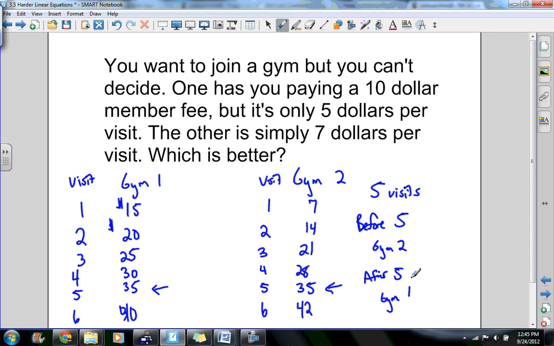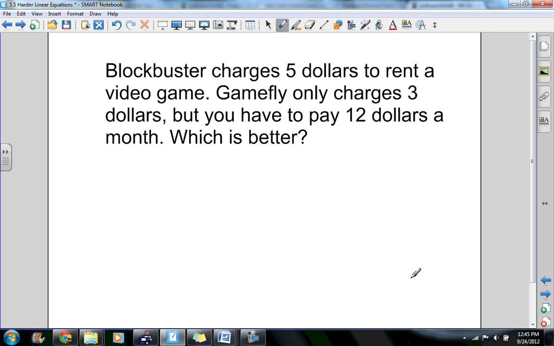So for the story problem, I found a place where they cost the same amount, and then I just set them on one side versus the other. So I'd like you to try this one on your own. Let's see how we did. So Blockbuster charges $5 to rent a game. Gamefly charges $3, but you have to pay $12 a month. So which is better and why?